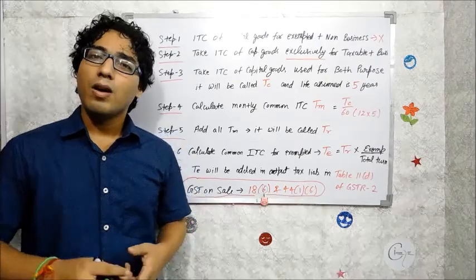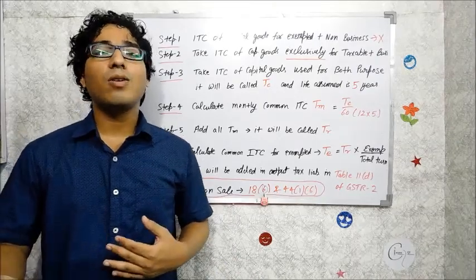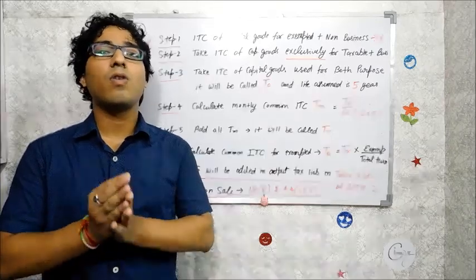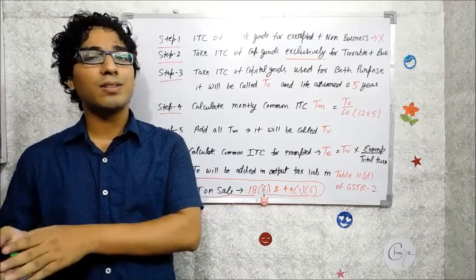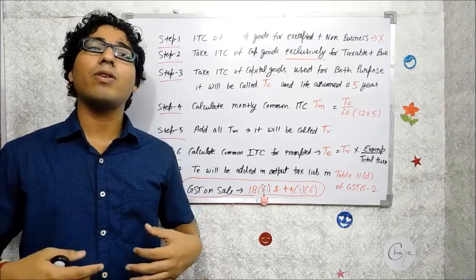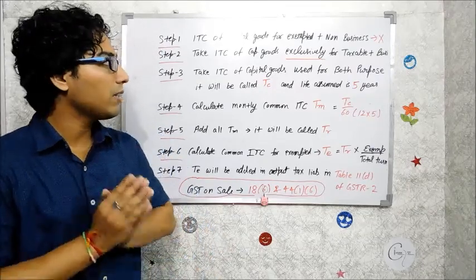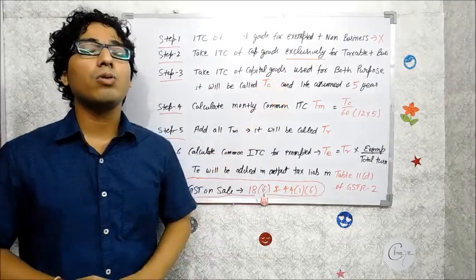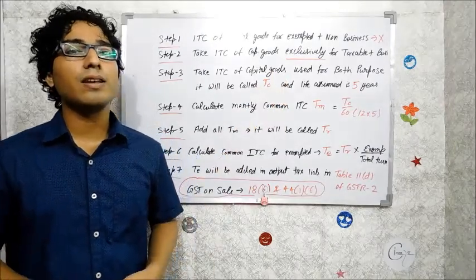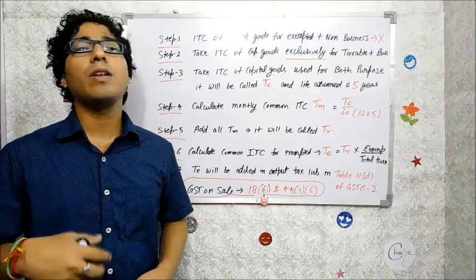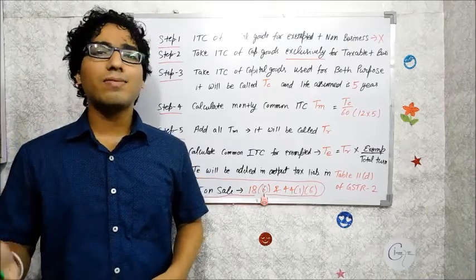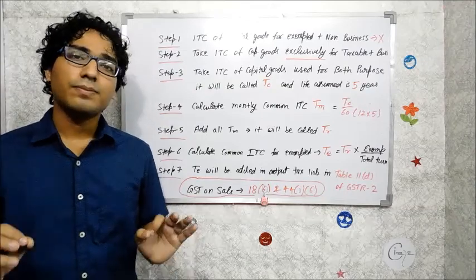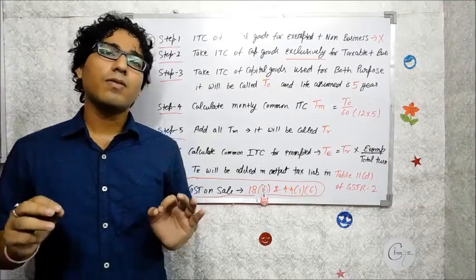Now what about the common input tax credit of the capital goods which are used for both taxable supply as well as non-taxable or exempted supply? How will you reverse it? First of all, take the full input tax credit when it is reflected in your GSTR 2A. Take the full input tax credit of those capital goods which will be used for both taxable as well as exempted supply.